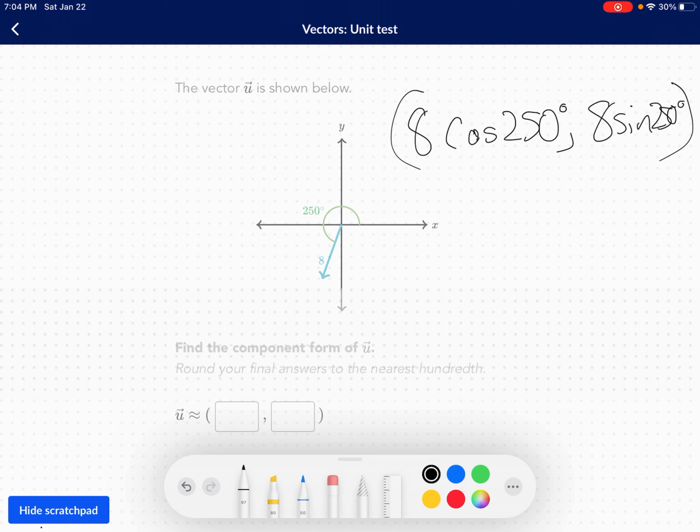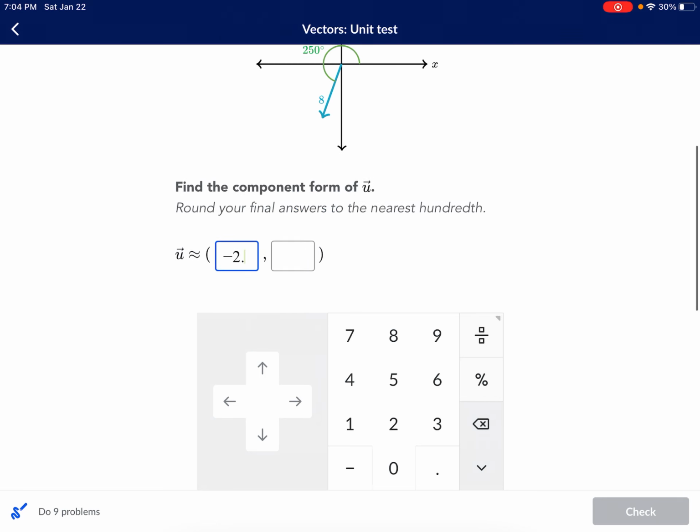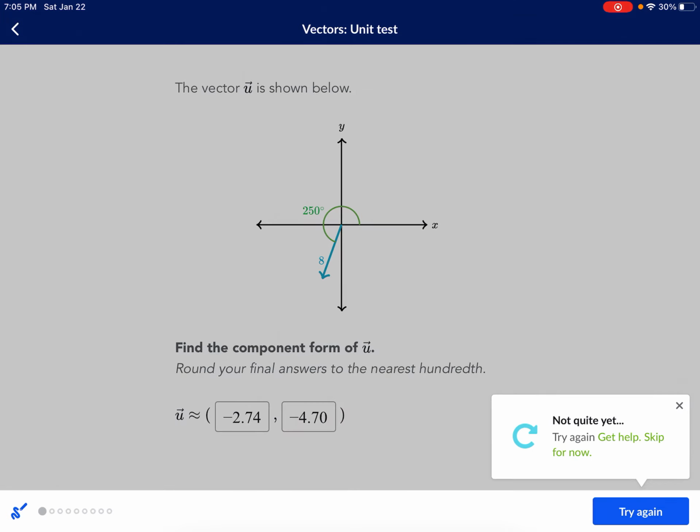And I get negative 2.74 approximately for the x component, and approximately negative 0.46470 for the y component.